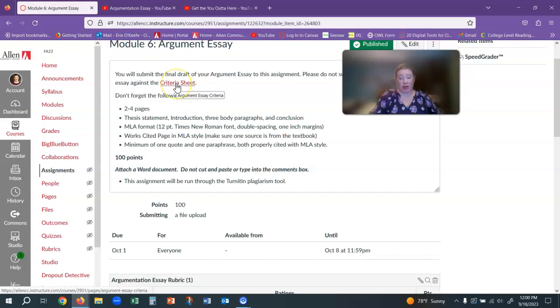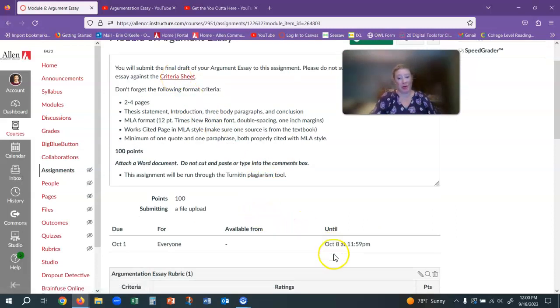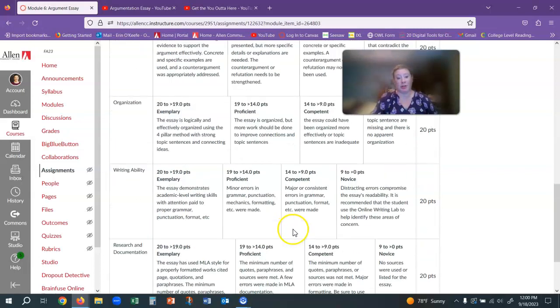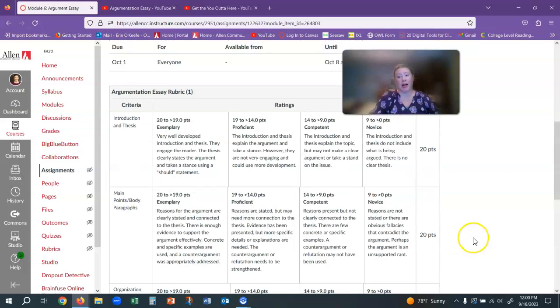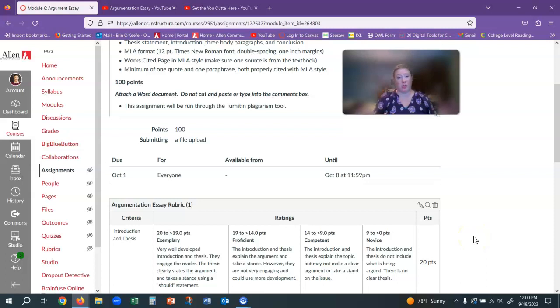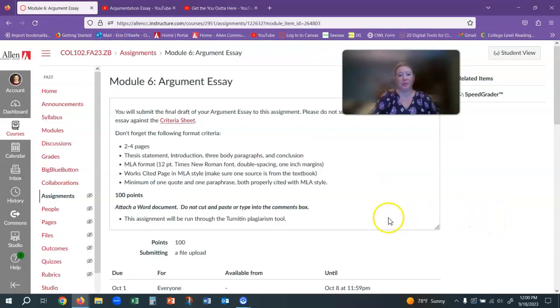Make sure you double check the criteria sheet, the checklist, make sure you've got all of the requirements, and check the rubric, make sure you meet all the requirements on the rubric. I can't tell you how many students just ignore all this stuff, and it's pretty obvious right here, this is what's going to get you a good grade. So make sure you are editing your own essay before you submit.